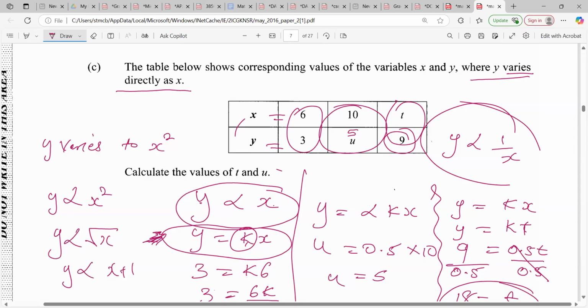Once you find k, you can find any one of them. You can manipulate it, because now you only have one unknown after you find the value of k. So you use both of the values they give you to figure out the k. And once you get the k, you can find any one of them. So t is equal to 18.